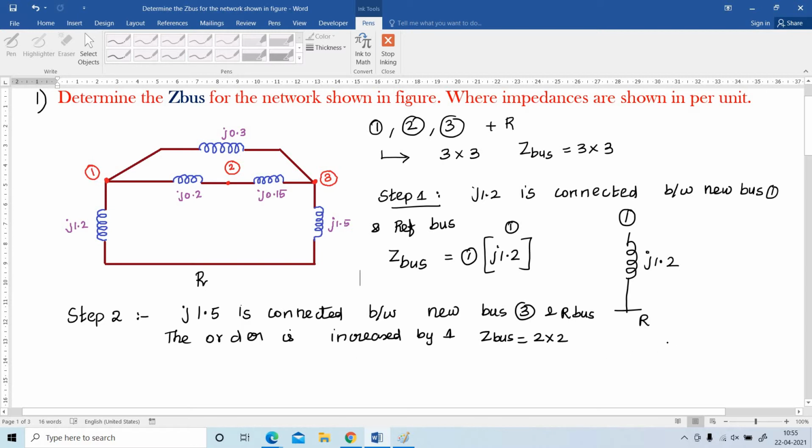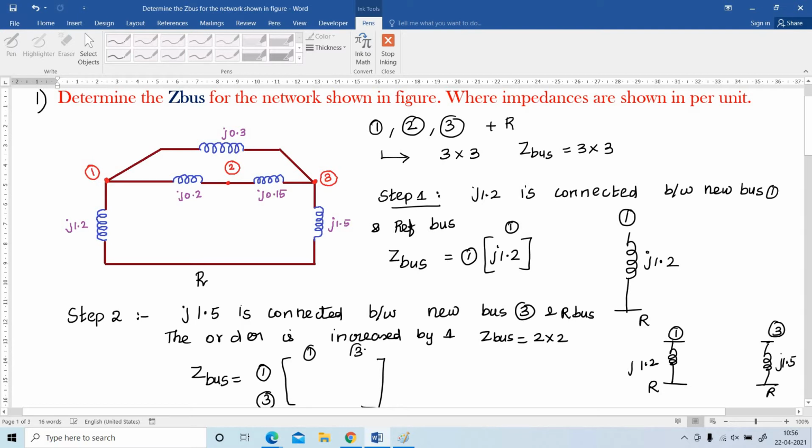Have to draw the diagram. Already we have drawn that bus 1 is connected to the reference bus through J1.2. Here 3 is connected to the reference bus, that is J1.5. Now I am going to write the Z bus matrix. Order is 2 cross 2, with rows and columns 1 and 3.